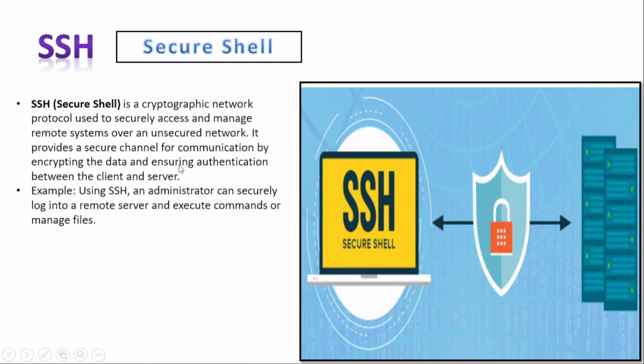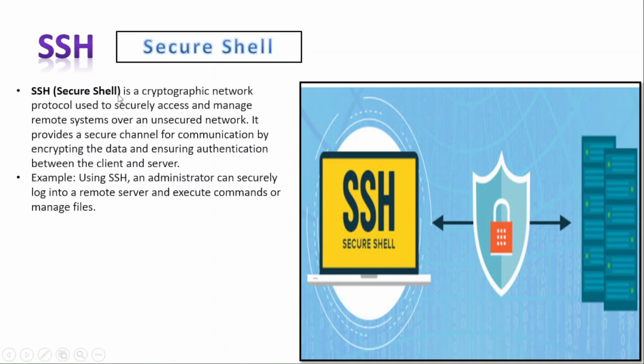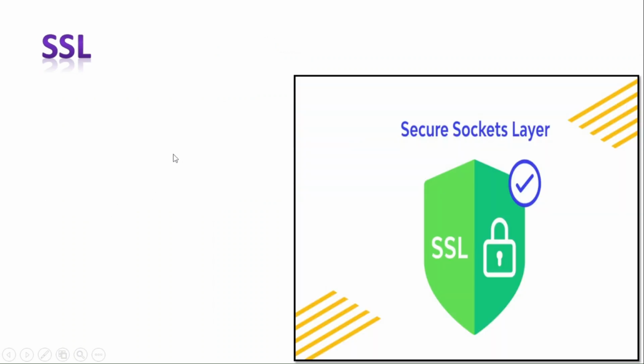SSH, that is Secure Shell. So SSH, Secure Shell, is a cryptographic network protocol used to securely access and manage remote systems over an unsecured network. It provides a secure channel for communication by encrypting the data and ensuring authentication between the client and server. Example, using SSH, an administrator can securely log into a remote server and execute commands or manage files.